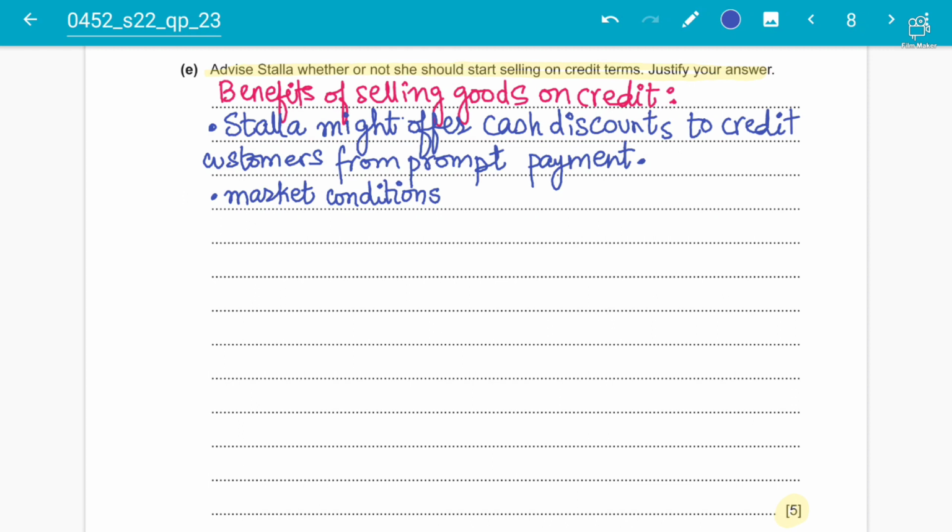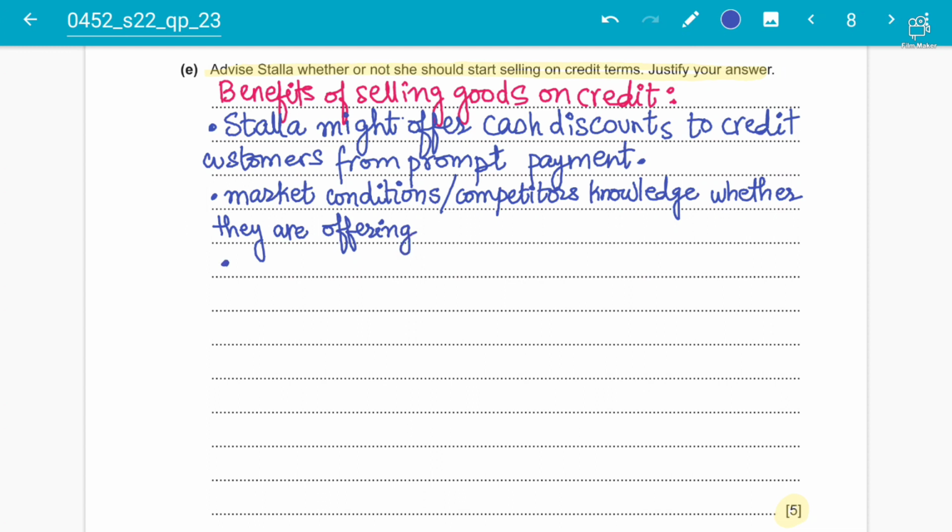But if your market conditions are like that and competitors are also allowing it, then you might have to think about it. Market conditions and competitors' knowledge is important, whether they are offering credit terms or not. Maybe this can improve relationships with customers. So you can write this point as well. You have to write at least 2 main points.